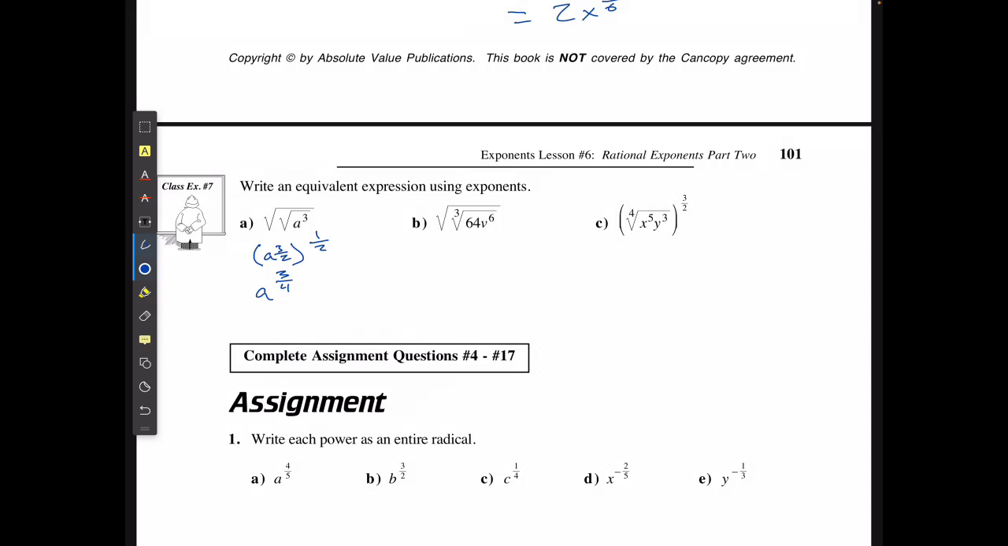In the second case, it's the same as the cube root of 64 and v to the power of 6 over 3, to the power of 1 over 2. I can simplify this: the cube root of 64 is 4, and v to the 6 over 3 is the same as v to the 2, all to the power of 1 over 2. So I have the square root of 4 and v to the 2 over 2, or v to the power of 1, and it just winds up becoming 2v in the end.